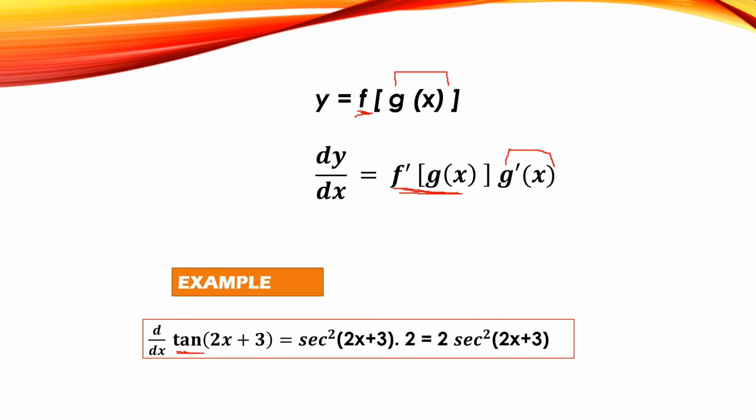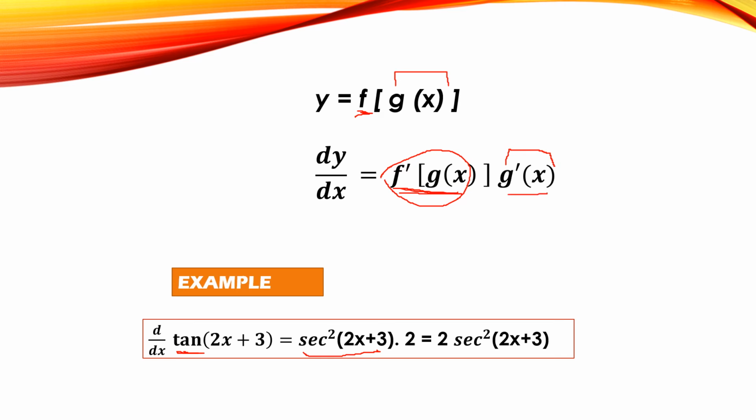So calculate the derivative of tan, which is sec square. Derivative of tan x is sec square x, right? Now derivative of tan of 2x plus 3 will be sec square of 2x plus 3. This is this f dash g of x, this you calculated. So first calculate the derivative of the outside function, then the inner function, g dash x.